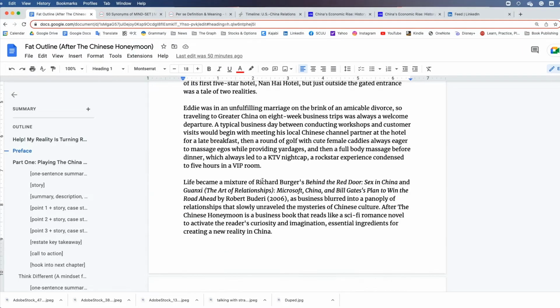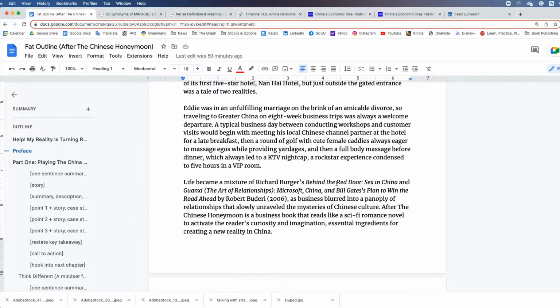It's going to be a mixture of, so there's a lot of books on China. This is going to be a mixture of this book, Richard Berger's book, Behind the Red Door. This talks about sex in China. Okay, so that's going to be something that people who go to Asia for business trips are interested in, some of this culture that deals with China.